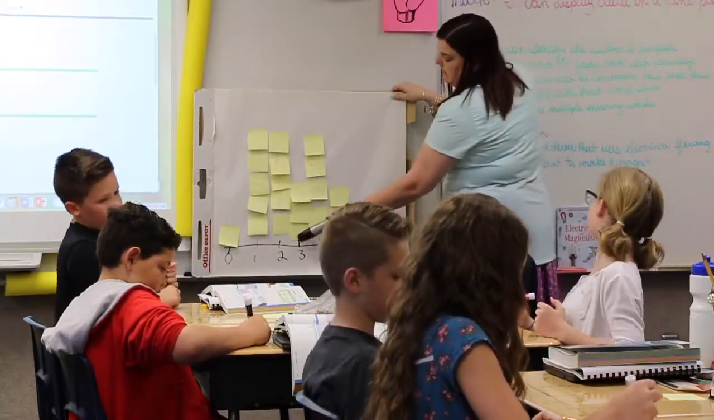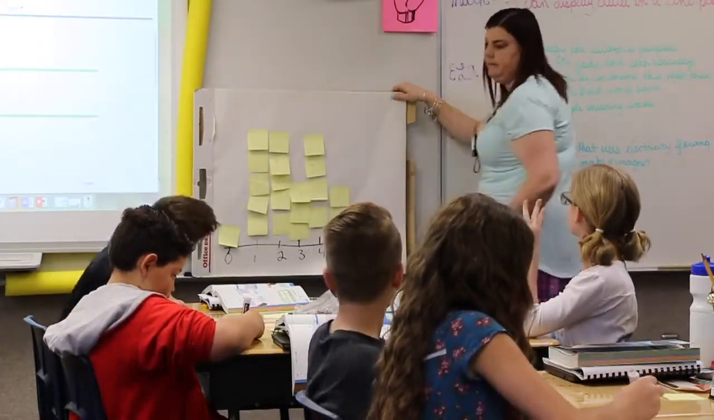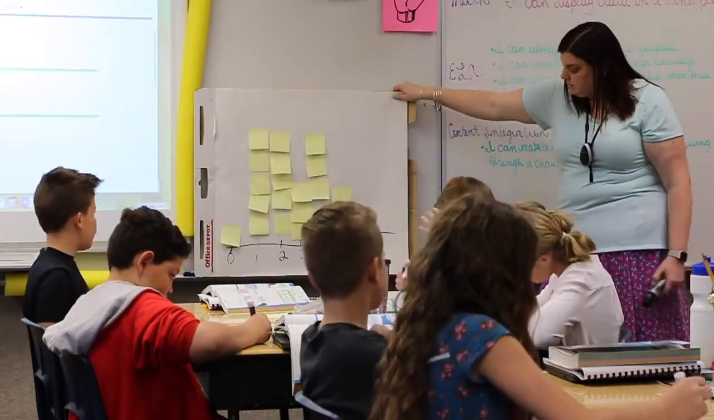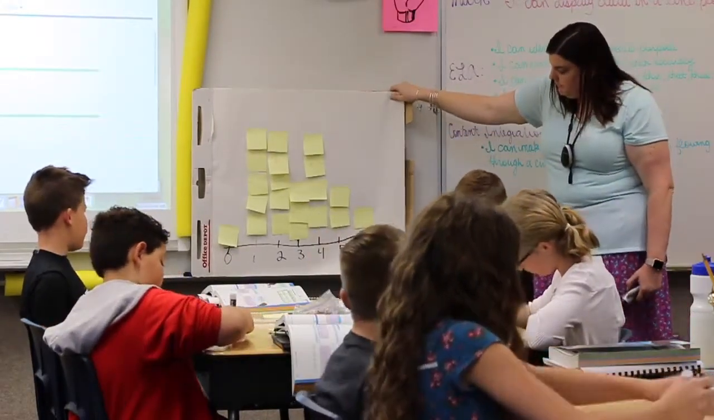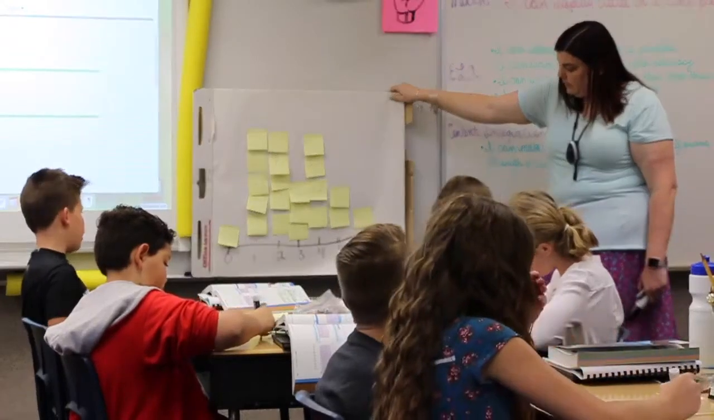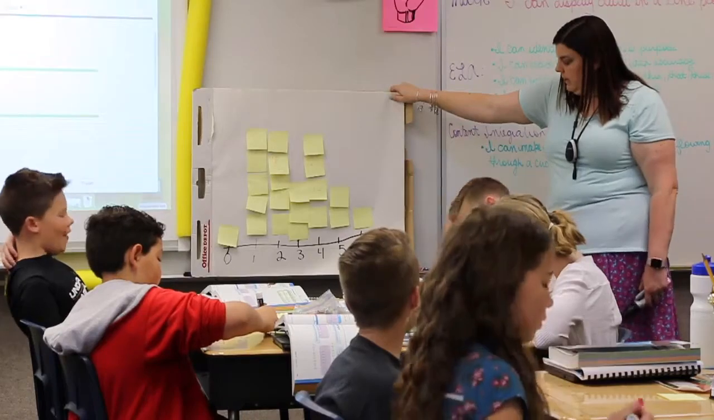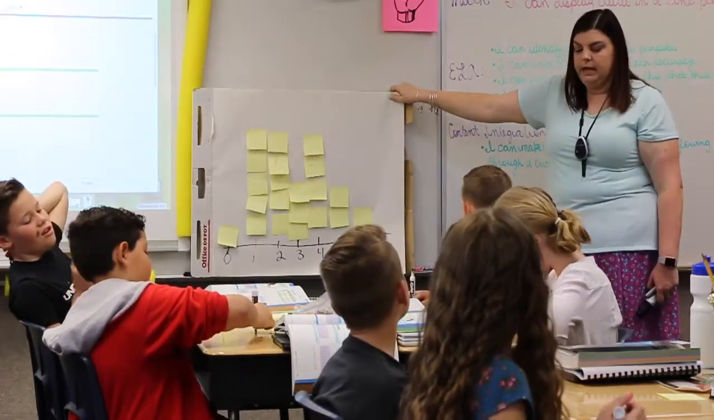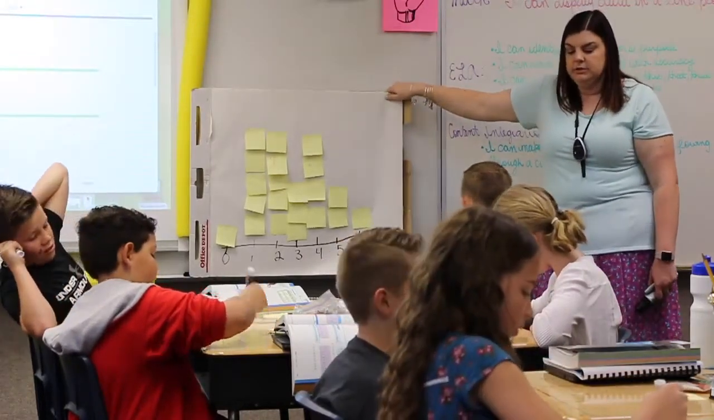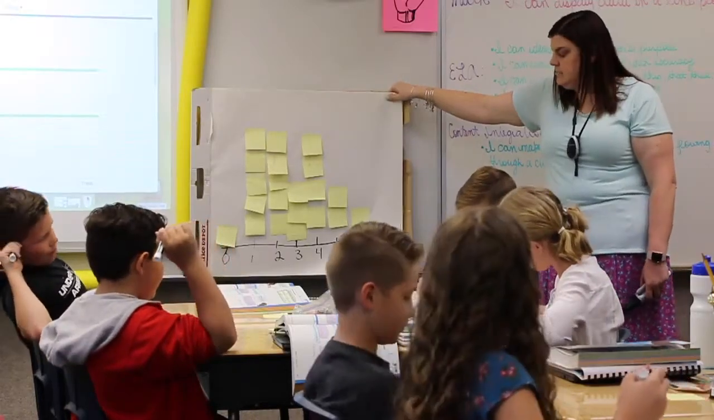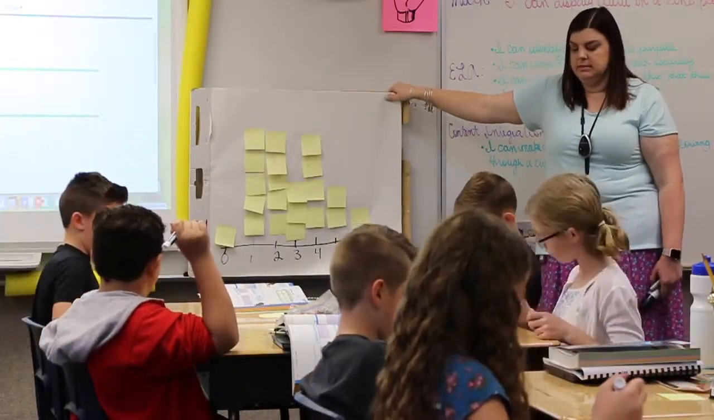How many threes are there? I didn't leave very much room. But how many threes are there? Three. There's three threes. And then how many fours? Four. Four. How many fives? Two. Two. And how many sixes? One. So on your desk, will you circle the number that has the most siblings?